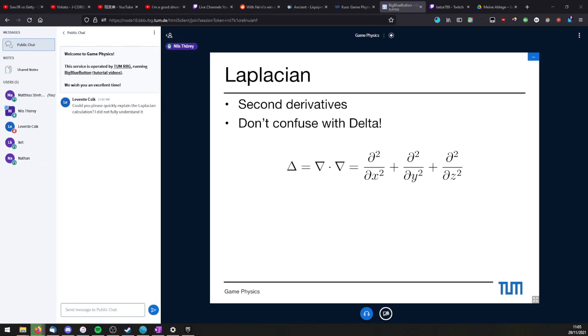Say my temperature, it basically contains all the three second derivatives added up. So the gradient is very intuitive. It's the direction where things change fastest. The Laplacian is a bit less intuitive. It's more like a curvature, and it looks at the curvature along x, y, and z, all added up along all directions.